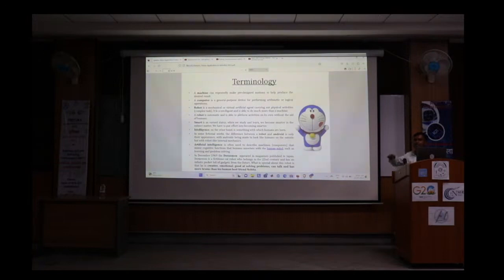Okay, so I told you machine, then we have got robot. Robots are much more equipped than a machine. They are intelligent. They have got many capabilities, what we discussed earlier. Then a robot is automatic and is able to perform activities on its own without the aid of a human. Okay. If you think of a normal machine, you have to give the input, then only it will respond. Like I told you about this soap dispenser, you have to give an input, then only it will give you an output. Okay. Then what is the important thing here?